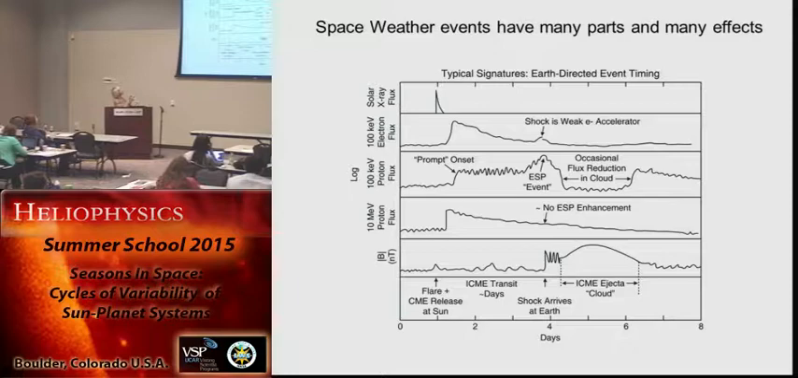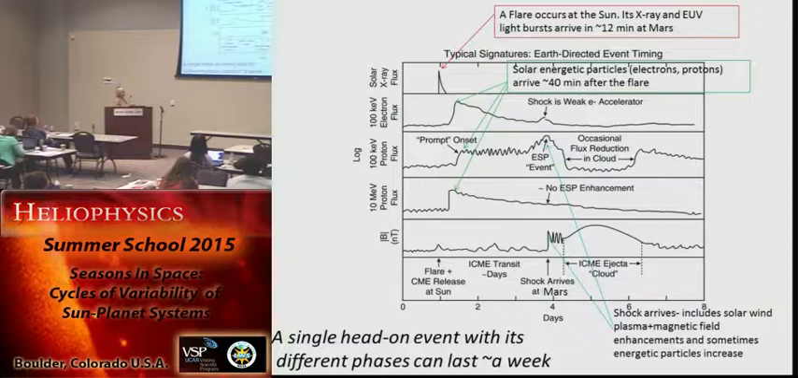Then you see the SEP electrons and the SEP protons coming, and the lower energy protons might show another increase when the shock arrives at you. The shock arrives in a couple of days, so you'll get the SEPs in a fraction, 30 minutes, an hour, but then you'll wait a couple of days to get the actual shock arrival at you, which is the source of these gradual SEPs, and then the cloud goes by in a day or two. So the whole event, annotated in that way, can last a week, typically, if it's a big event and it comes straight at you.